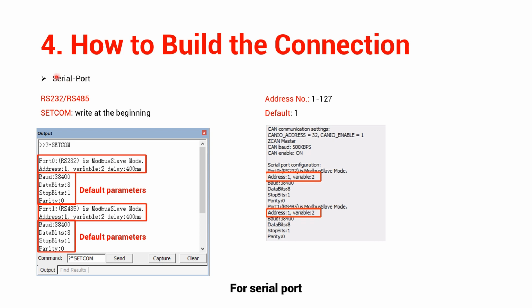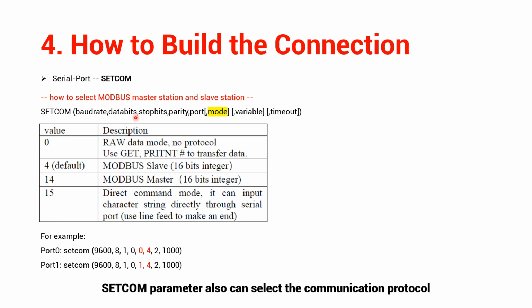For serial ports, it is RS-232 or RS-485. And it is configured by the setcom parameters. These are the detailed parameters of setcom. But when powered on again, it will return to default values. Therefore, set it first. And all protocol station numbers are 1 to 127. The default value is 1. The setcom parameter can also select the communication protocol and can open the custom communication mode.